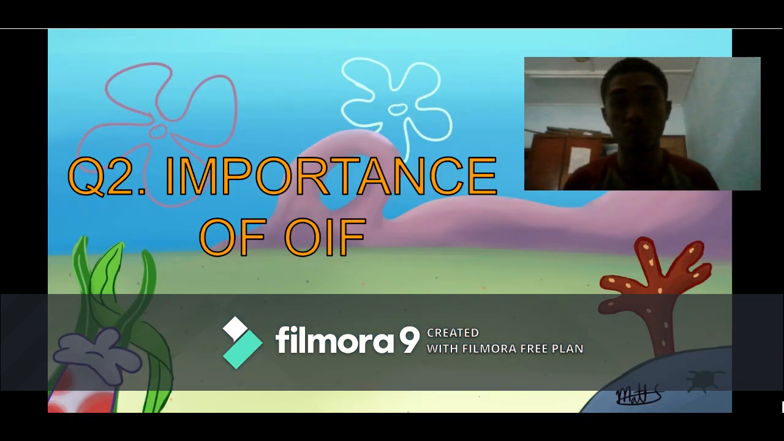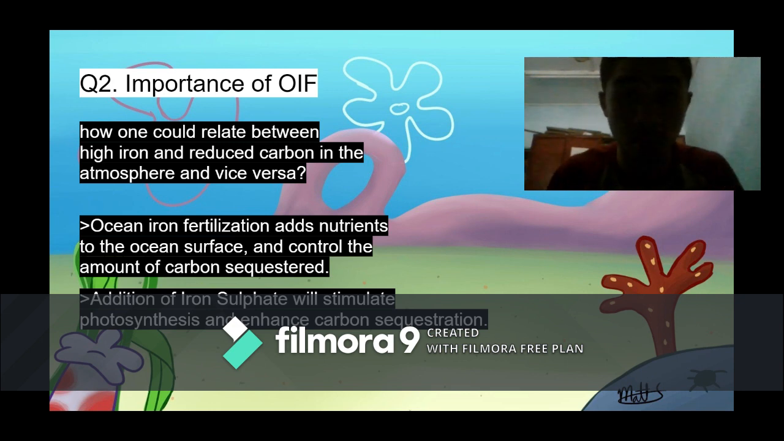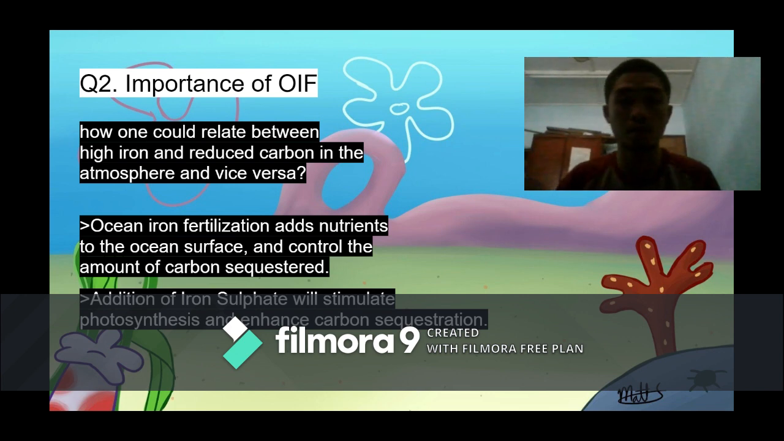Question 2. Importance of ocean iron fertilization. How could one relate high iron and reduced carbon in the atmosphere and vice versa? Ocean iron fertilization adds nutrients like iron to the ocean surface, and so it ultimately controls the amount of carbon sequestered. Addition of iron sulfate would stimulate photosynthesis, and so this will enhance carbon sequestration.